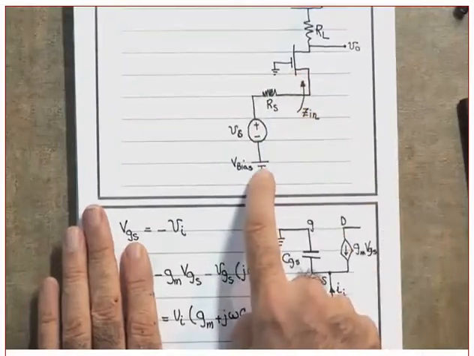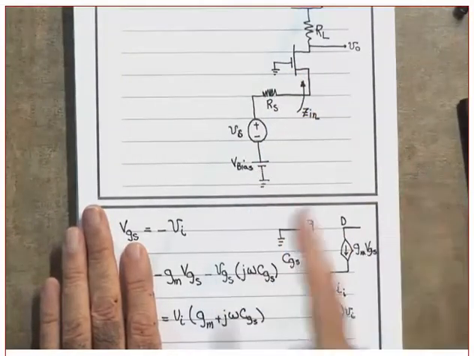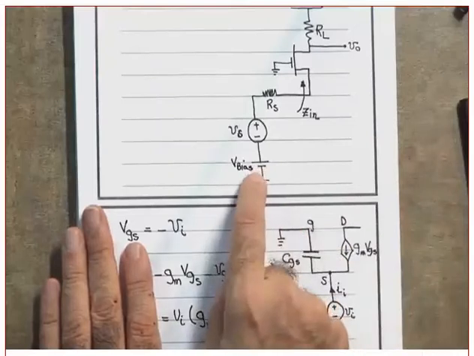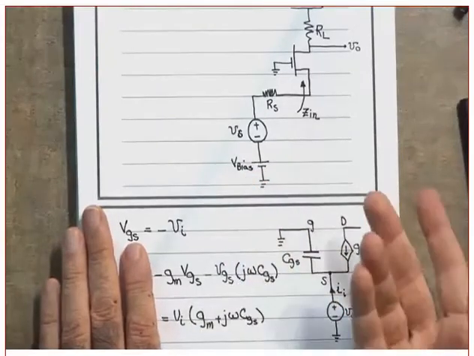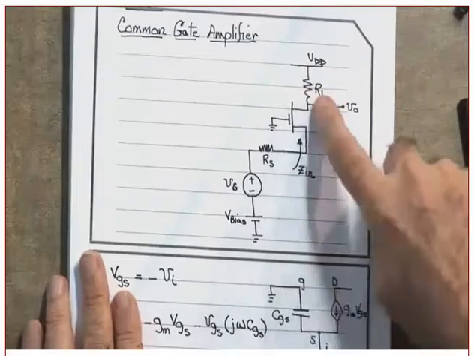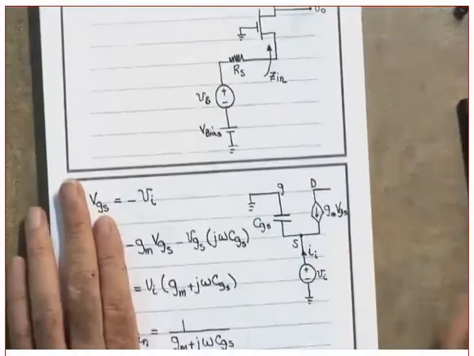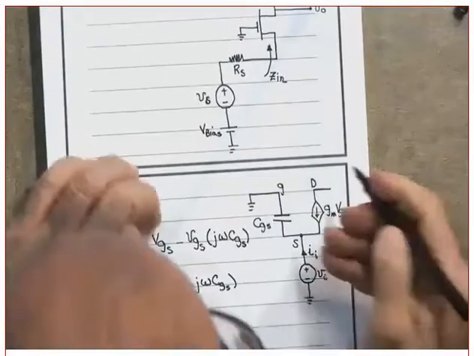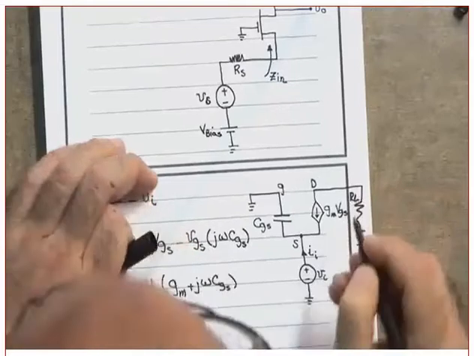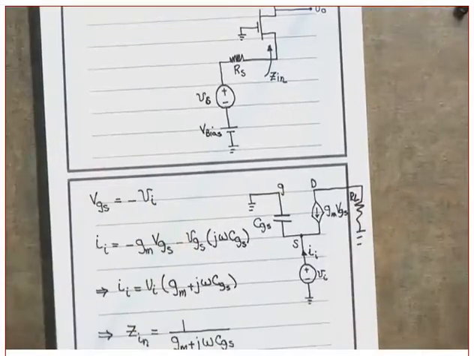By the way, this does not get into the picture when you do the AC analysis. This is for a DC bias. For AC analysis, it behaves as a short circuit, just like VDD. So this RL, do you see this RL? Yeah. Clear? Okay.